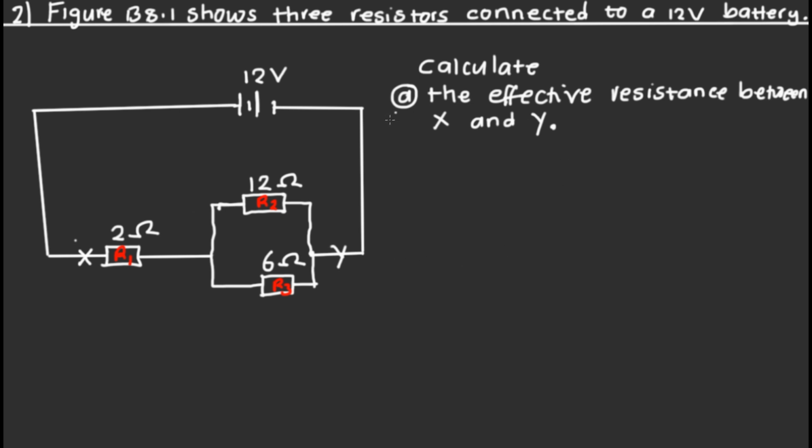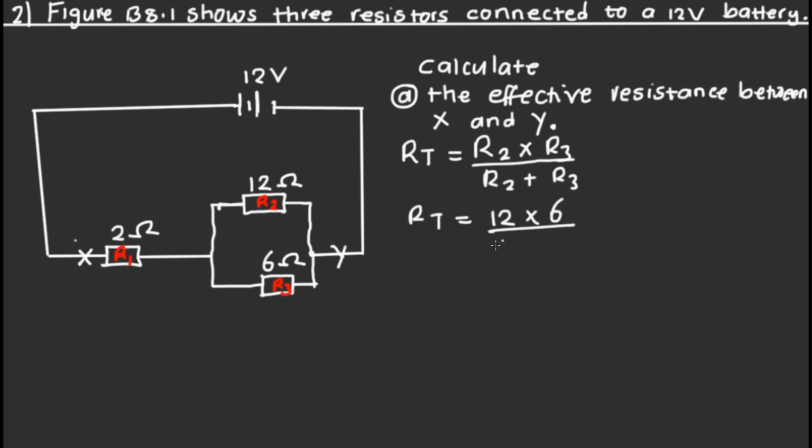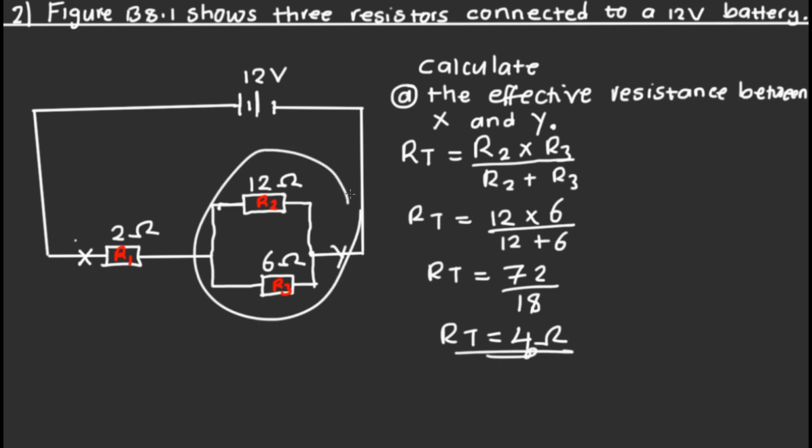So what do we mean by this? Let's look at the first question. They want us to find the effective resistance between X and Y. So we're going to say total resistance is equal to resistor 2 times resistor 3, divided by the sum of the two resistors, which is giving us 12 times 6 over 12 plus 6. If you punch this, you get 6 times 12 is 72 over 18. Then 72 divided by 18, I'm getting 4. So 4 ohms is our total resistance for resistor 2 and resistor 3.